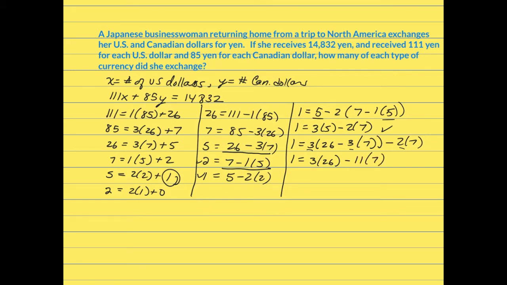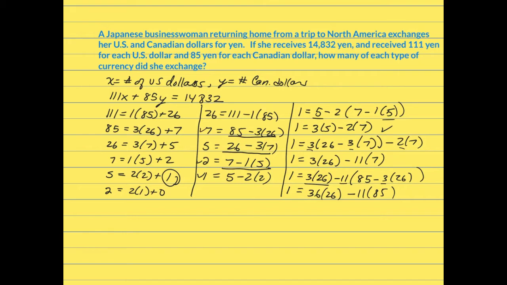Now we want to repeat this process, this time replacing the 7. We've got 1 equals 3 times 26 minus 11 times 7 becomes 85 minus 3 times 26. Again, we're going to combine like terms. We've got 3 times 26, and then negative 11 times negative 3 is positive 33 times 26. So we've got 3 plus 33 more, or 36 times 26, minus 11 times 85.